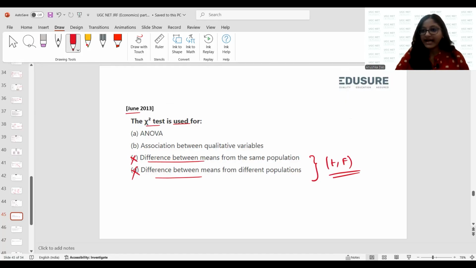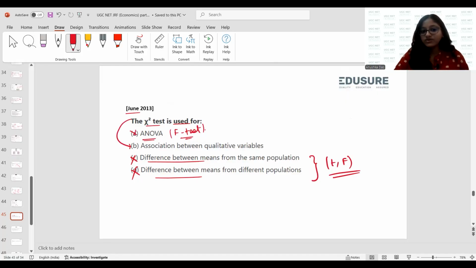Now see ANOVA. ANOVA is done using the f-test. In ANOVA, we try to compare the means of 3 or more groups, and it is done for quantitative data. These are the 2 points you need to remember for ANOVA. First, ANOVA is executed using the f-test. Second, using quantitative data, we compare the means of 3 or more groups. So ANOVA is also not the answer here.